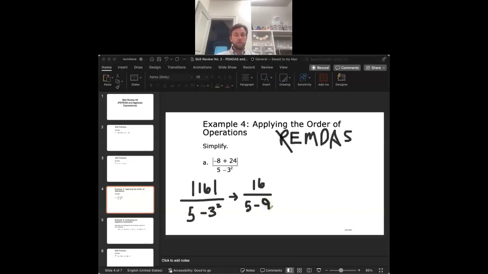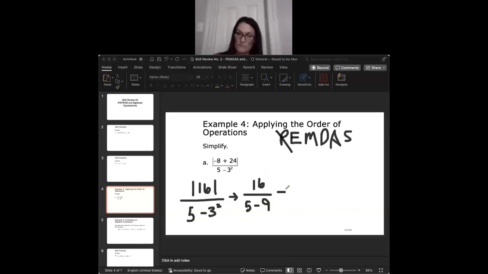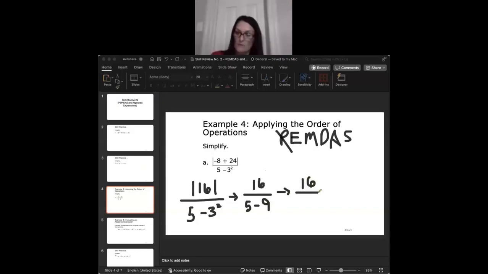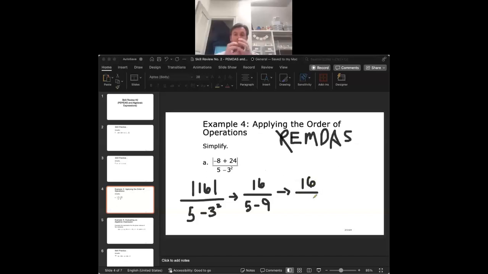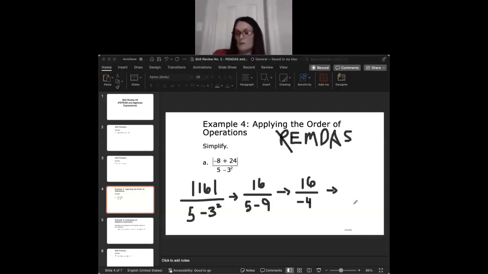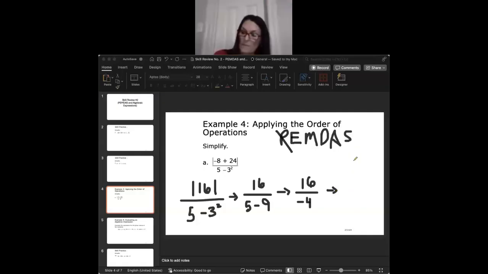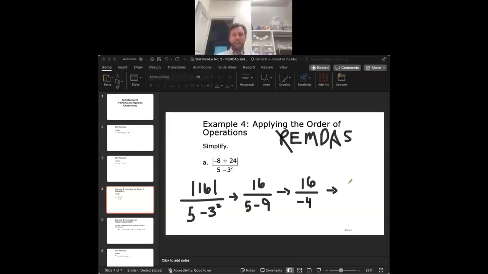Right. So good, you're on the next step too. So 3 squared becomes 9. Then we're simplifying our denominator down to a single number, and so 5 minus 9 becomes negative 4. Now what? Do you divide 16 by negative 4? You get negative 4. Yes. Exactly right.